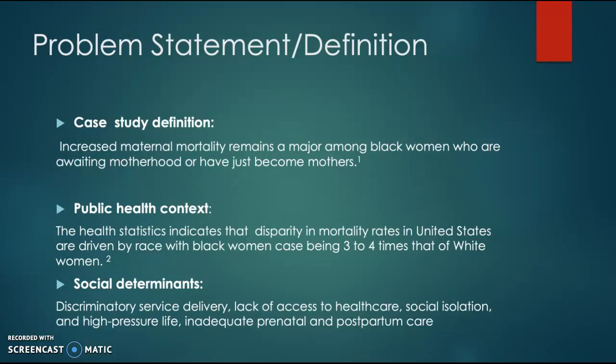Studies show that increased maternal mortality remains a major problem among Black women who are awaiting motherhood or have just become mothers. The context here is revealed in health statistics that indicate a disparity in mortality rates in the United States, with Black women being 3 to 4 times more at risk of dying during childbirth or prior to childbirth than white women. Social determinants also include discriminatory service delivery, lack of access to healthcare, social isolation, high pressure life, and inadequate prenatal and postpartum care.